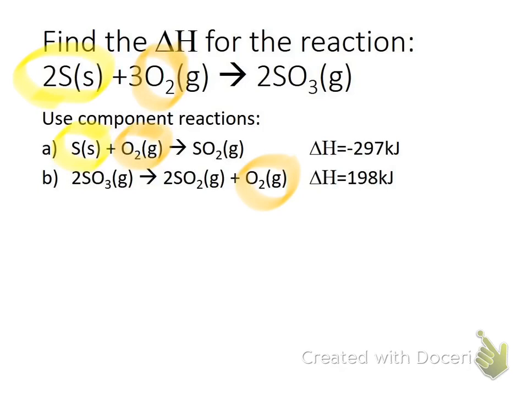And I'm going to switch colors again. Let's go ahead and use green. Do we see SO3 anywhere? It's located in B. So the way this is going to work is I'm going to try to get the components that are unique. The unique components are the S in yellow and the SO3 in green, because they only show up in one of the component reactions. And what I'm going to do is try to get them to match up, meaning that they have the same multiplier and they're on the same side of the equation.